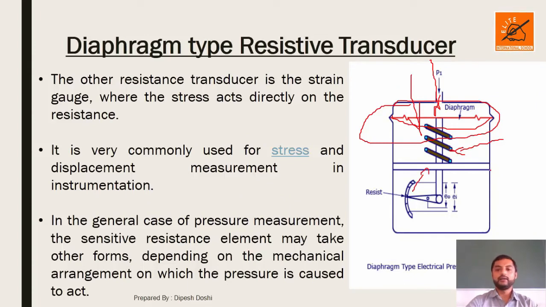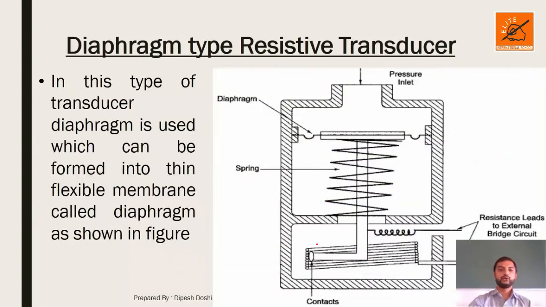Clear? And whenever the pointer moves, because here it is a resistive element, the resistance will change, and from here you can take the output. By measuring the output with AC or DC bridges you can say how much pressure it was. Clear? So in this type of transducer a diaphragm is used.